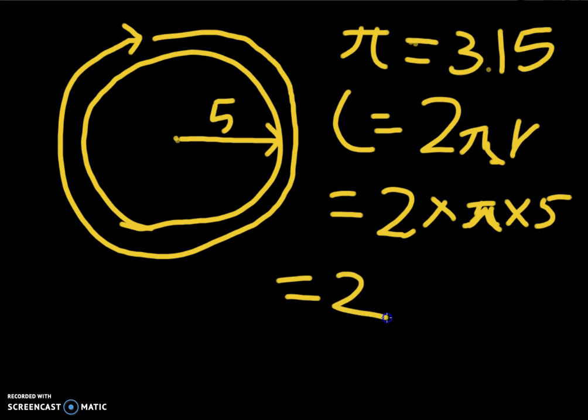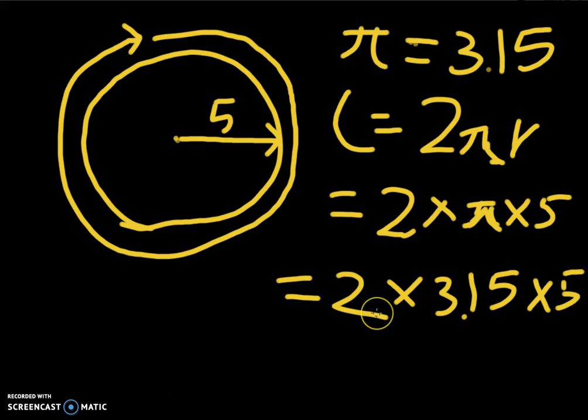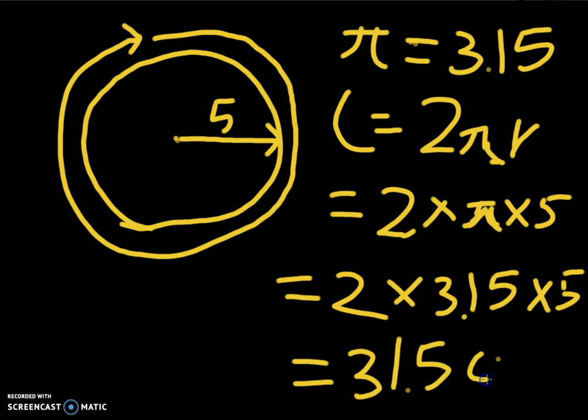So let's substitute 2 times 3.15 times 5. Okay, now let's do the math. And the answer is 31.5 centimeters. Yeah, I forgot to mention it's centimeters.